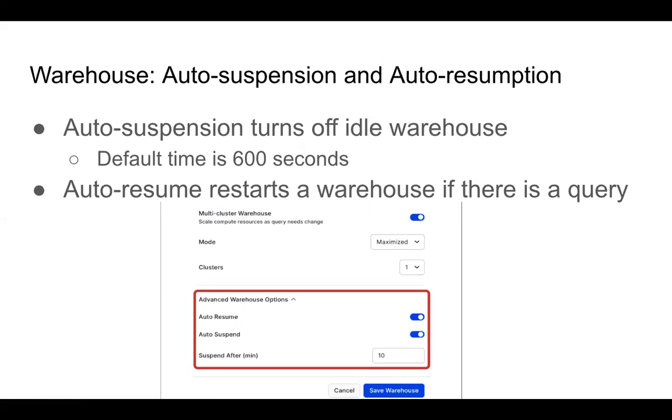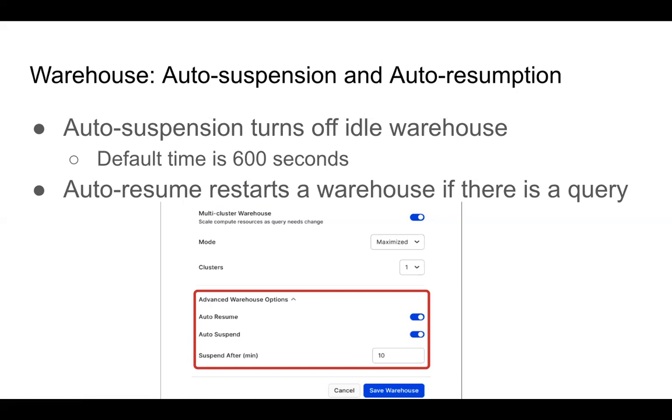There's some other features, optional ones that we can put in. There's auto suspension and auto resumption. Auto suspension is going to turn off a warehouse that isn't being used. So if there's no queries, if there's nothing processing, it's just sitting there idle, it will turn off after 600 seconds of being idle. This is to conserve resources and to reduce billing. You only pay for a warehouse that's running. So when it's turned off, the billing stops.